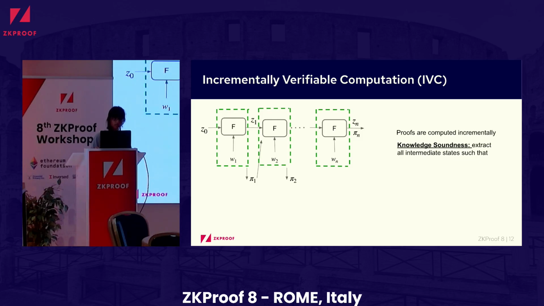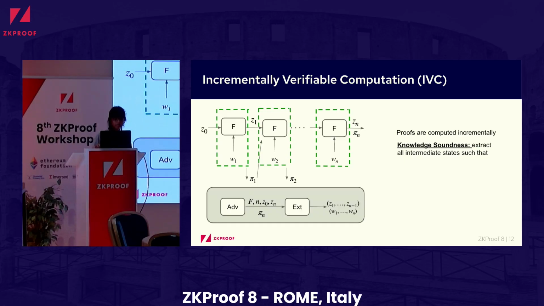And the security property we want here is a version of knowledge soundness where the extractor is basically asked to extract every intermediate state. So all Z1 to Zn minus 1 and all the witnesses W1 to Wn. And this is different from a Snark's extractor, which only extracts one thing at a time.